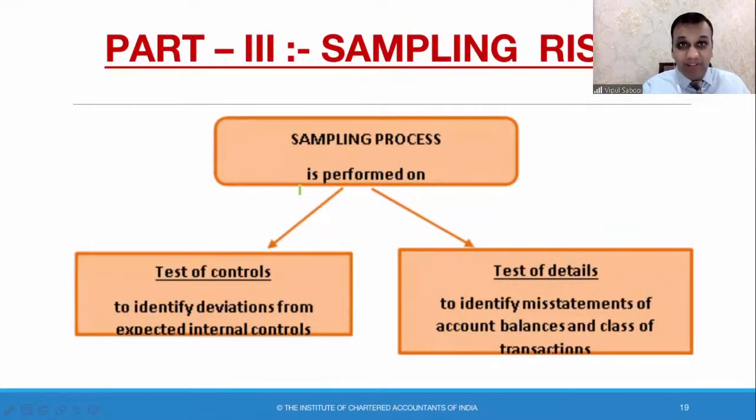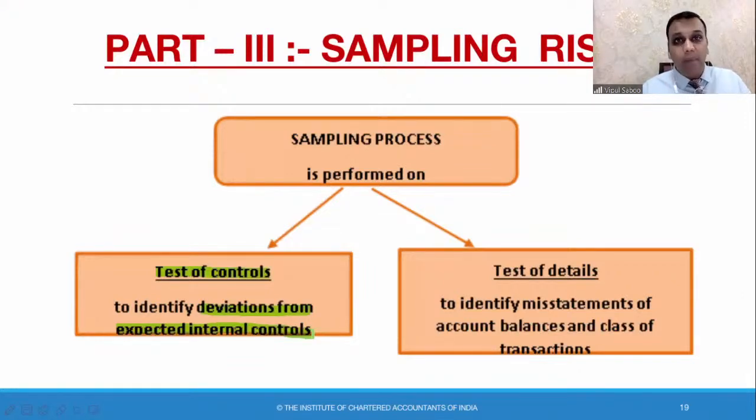That is sampling risk. And it will arise only when we are using sampling. If we are not using sampling, all other risks are non-sampling risks. So we know that the sampling process is performed on test of controls. We have covered this. Why? To identify deviations from expected internal controls. What was the design of internal controls? How were these being implemented? And if there are any deviations from these internal controls.